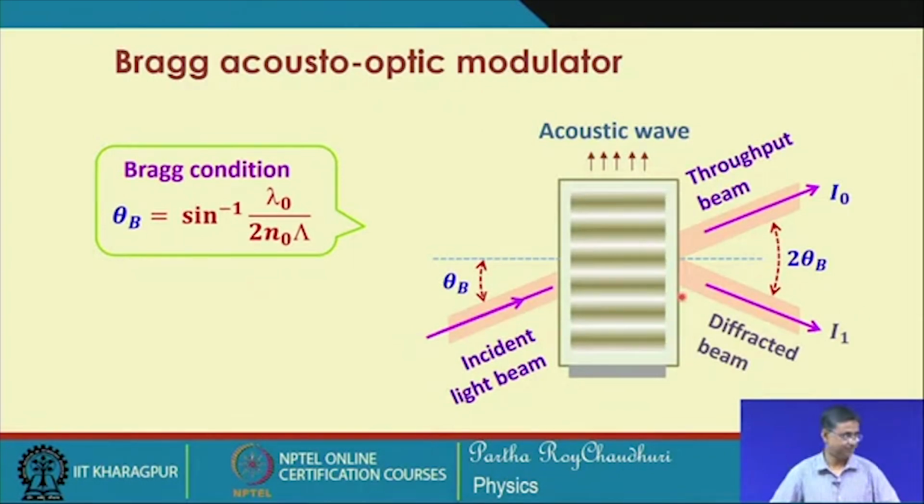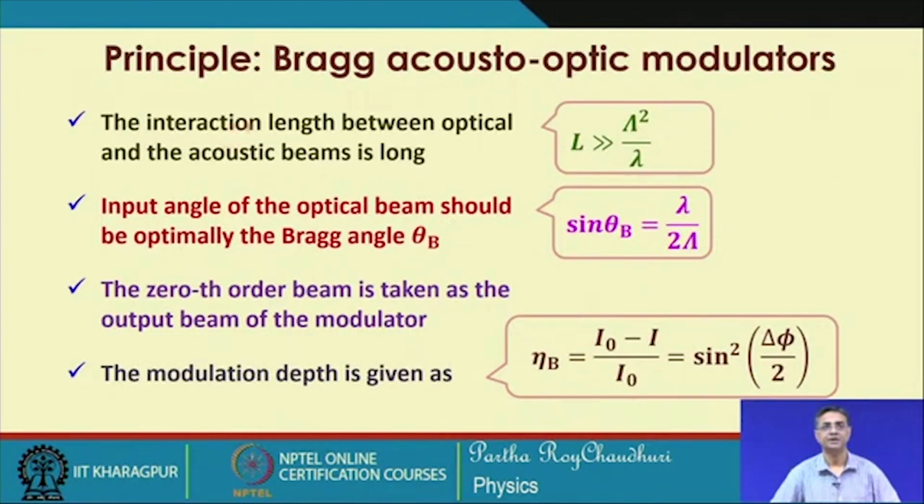Again, the interaction length for this Bragg type of modulator is one of the basic requirements, that the optical and acoustic beam width should be large compared to this quantity. The input angle of the optical beam should satisfy the Bragg condition for all situations, that is sin theta b will be equal to lambda upon twice capital lambda.